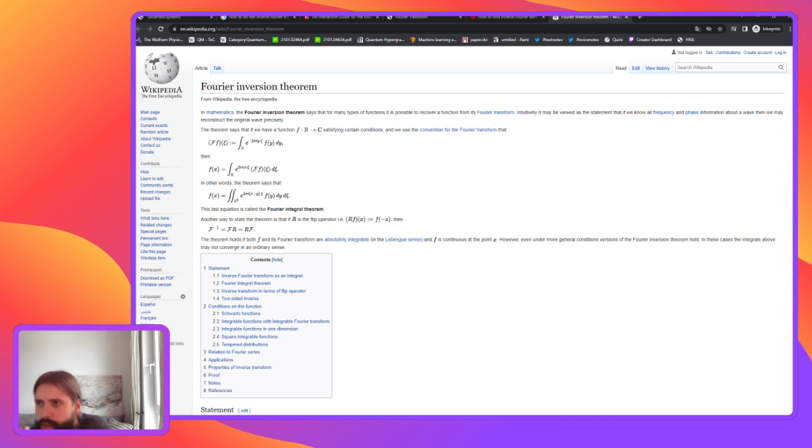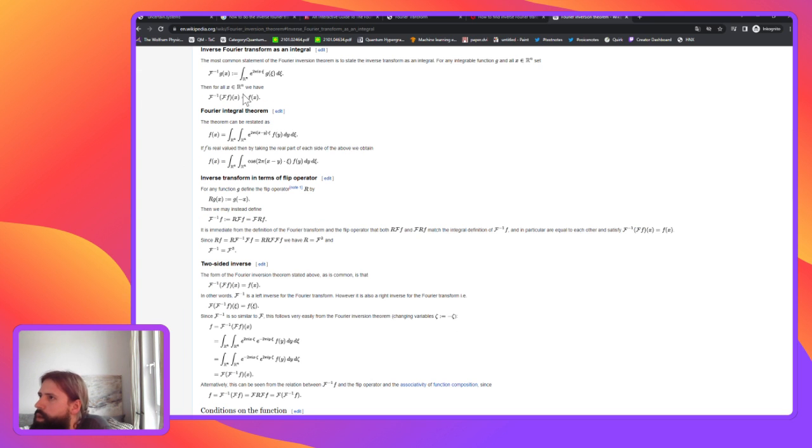Let's see. If we have a function from the real line satisfying certain conditions, we can use the convention to transform that. So it's an integral. The Fourier integral theorem. The most common statement of the Fourier inversion theorem is to state the inverse transform as an integral for any integrable function.